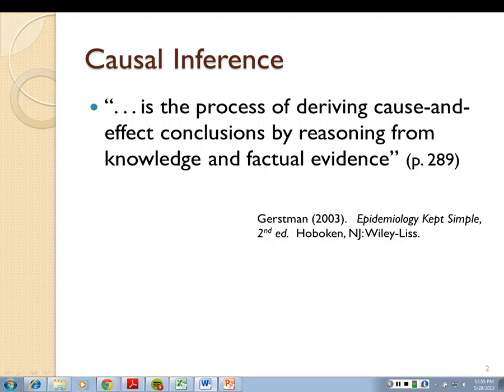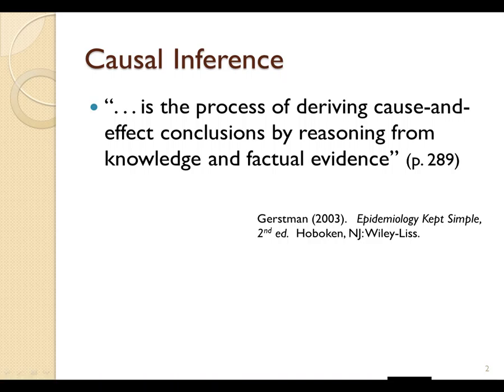Now, properly conducted experimental designs allow one to demonstrate that a particular factor actually causes a particular outcome. However, it is not as cut and dry in observational research. Therefore, epidemiologists must use other methods for inferring causal relationships. Now, Gersman defines causal inference as the process of deriving cause and effect conclusions by reasoning from knowledge and factual evidence. So what exactly is a cause?